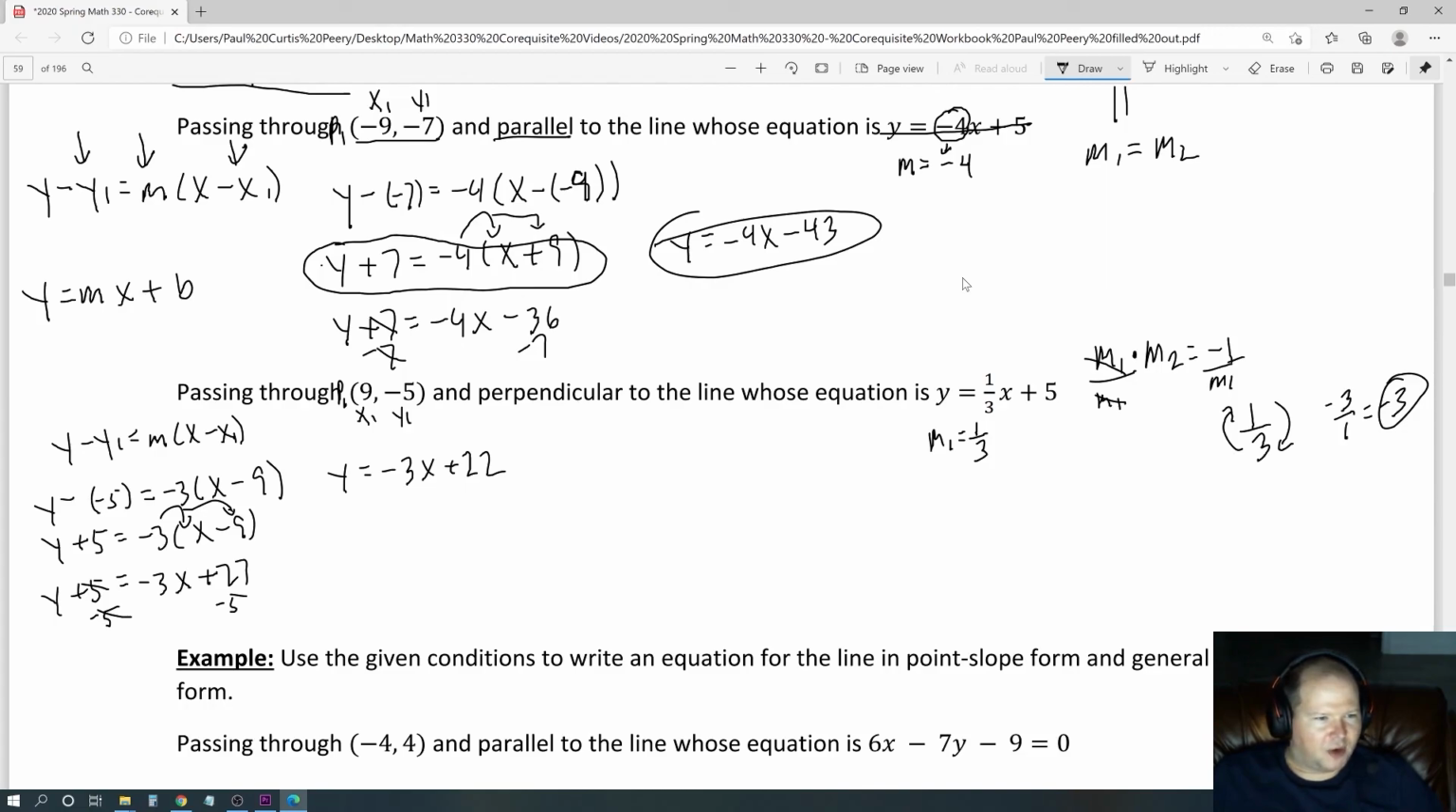Okay, so we answered both parts, right? So we had our point slope form there, and we have our slope intercept form right here.